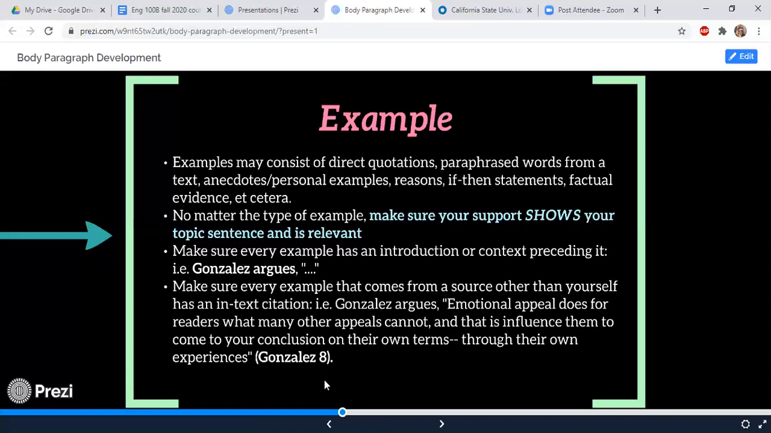Now, this writer actually could have chosen to just put parentheses 8 parentheses because they mentioned the author's name here. Technically, it's not wrong to put the author's name again. If you want to be safe and you're not sure, just go ahead and put their name, right? But it's just considered redundant because they already said Gonzalez. But again, we'll talk about this more in the MLA video, okay?